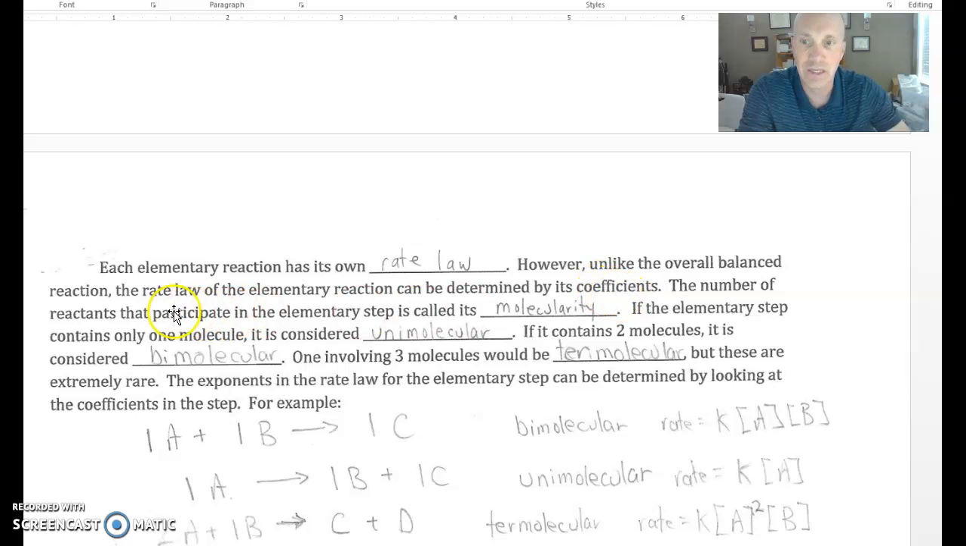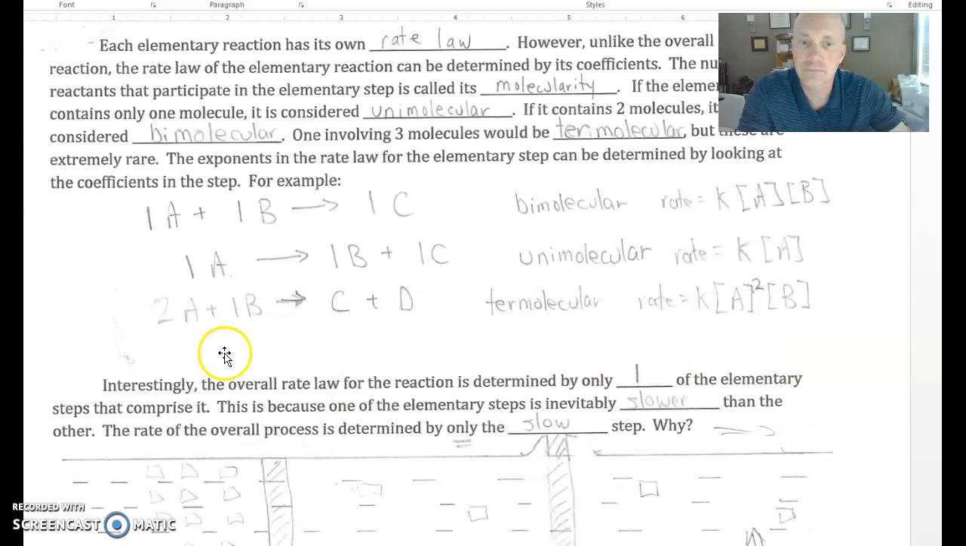All right, and so the number of reactants that participate in an elementary step is called its molecularity. All right, so if you have only one thing that's involved in that step, it would be considered unimolecular. If there's two, it's bimolecular. If it's 3 molecules, it would be termolecular, although those are fairly rare. Okay, and so here are some examples of each of those types of molecularities.